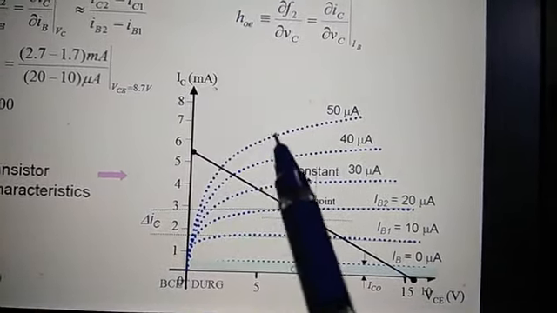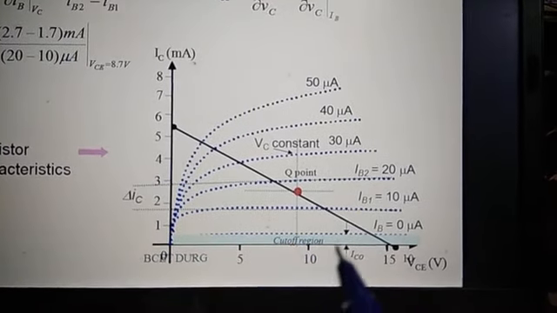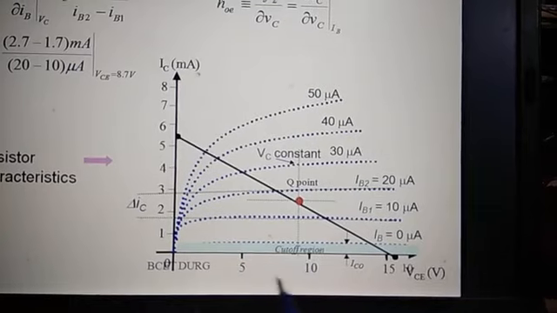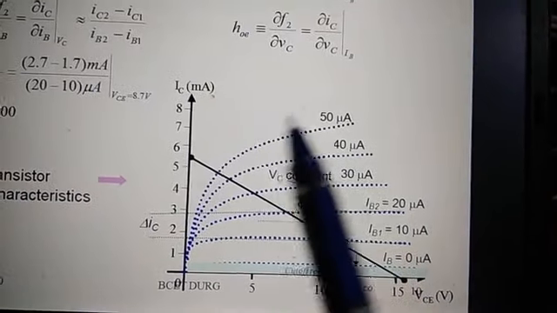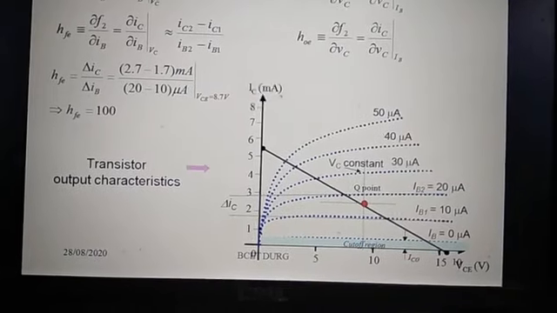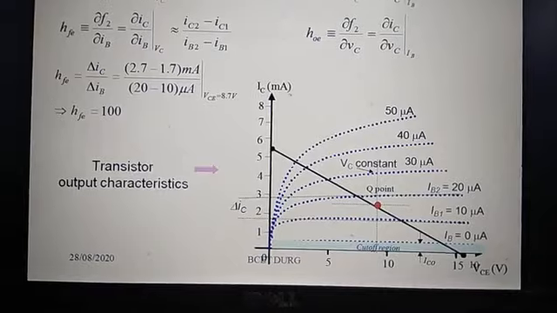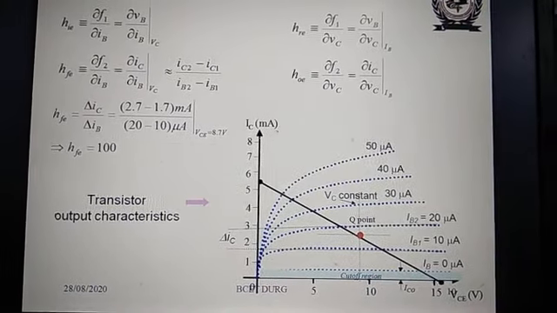This side, after this graph, is called the saturation region. Below IB equal to 0 is called the cutoff region, and this part is called the active region. So for low frequency analysis we use this graph also. We can determine the H parameters from this, or vice versa.